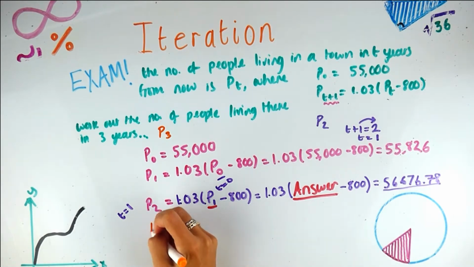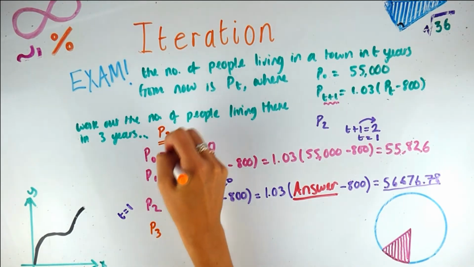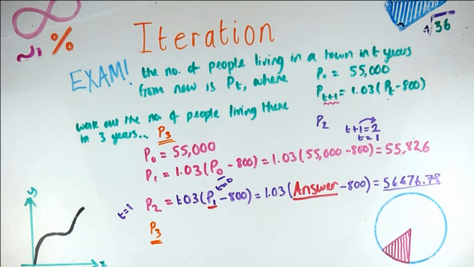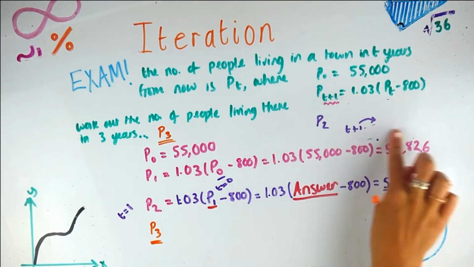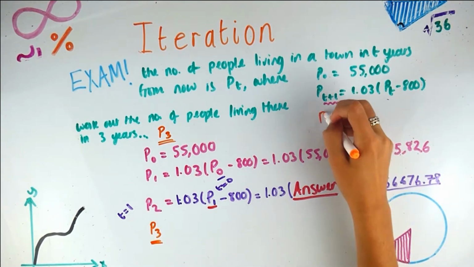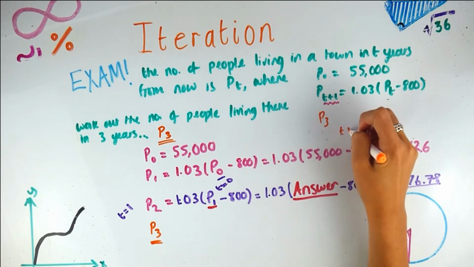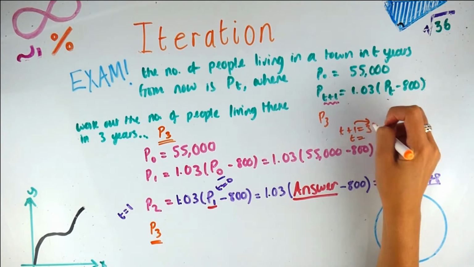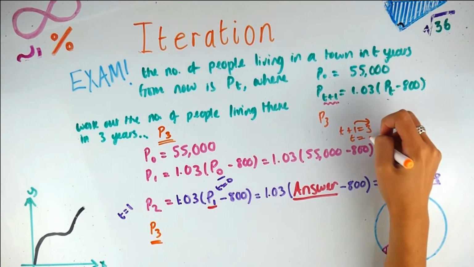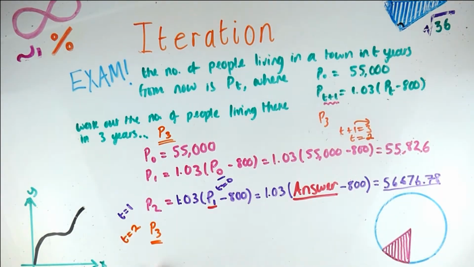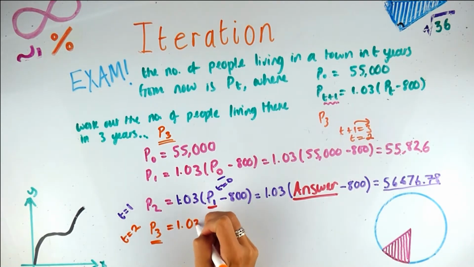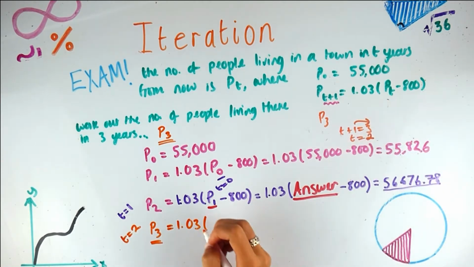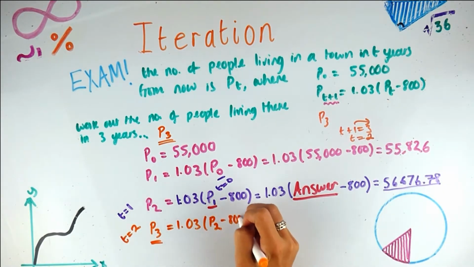So now let's look for P3, which is the one we're actually after, but we have to do all these steps to get there. When I'm looking for P3, I want that little subscript, t plus 1, to equal 3. So if I rearrange and solve for t, I take the 1 over there, so I do 3 subtract 1, which gives me 2. For P3, I take t as 2. So in my equation, I have 1.03 multiplied by P2, subtract 800.